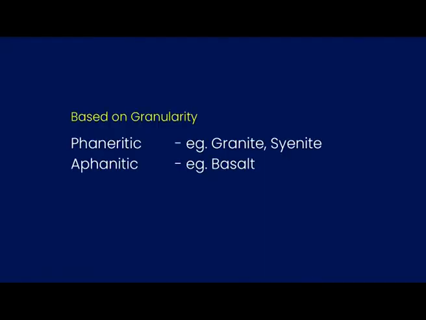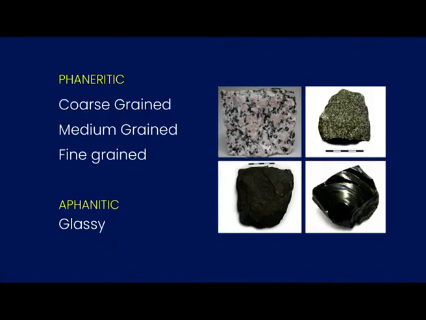Examples being basalt. Phaneritic: here we find three main varieties: coarse grained igneous rock, medium grained igneous rock and fine grained igneous rock. Coarse grained igneous rocks are those in which we can see the larger grains, easily identifiable with the naked eye. Medium grain is in between coarse grained and fine grained, and here again the grains can be identified with the help of a hand lens or even with the naked eye. Fine grained igneous rocks are those in which the grains are very fine.